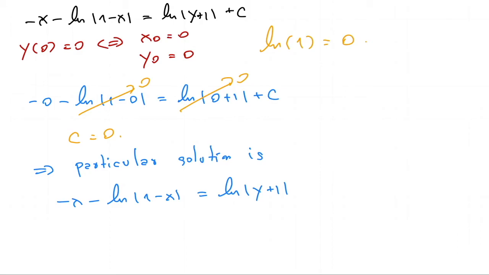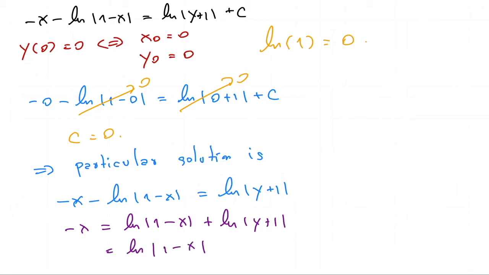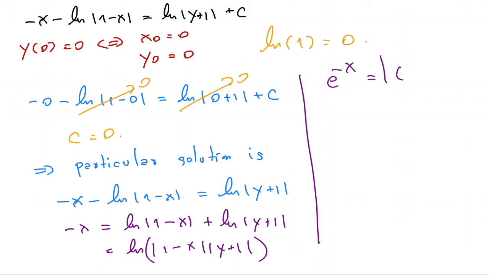Does it make sense? And if you want to make it look more beautiful, you can just write it this way. Minus x is log of 1 minus x plus log of y plus 1. And this is log of 1 minus x times y plus 1. So you have that e to the minus x is the absolute of 1 minus x times y plus 1.